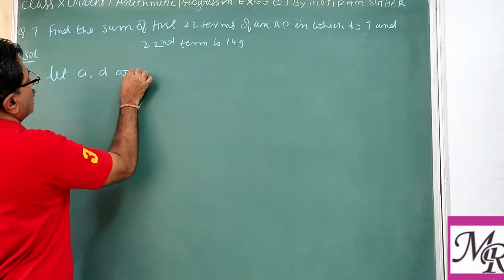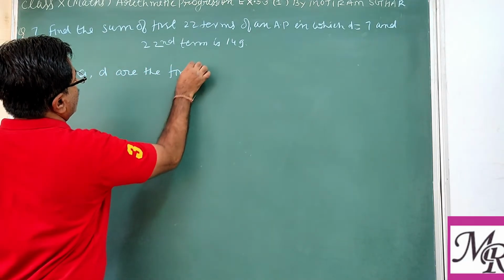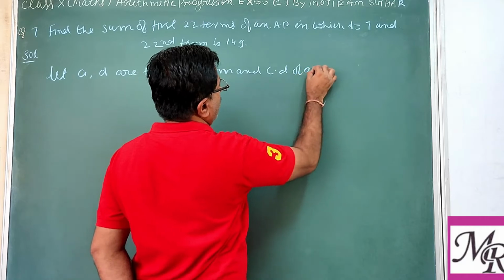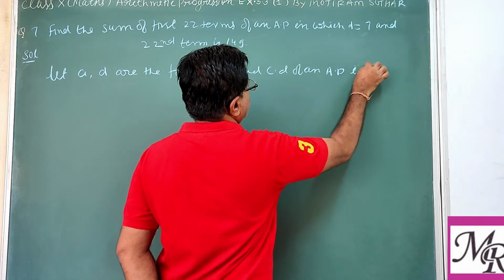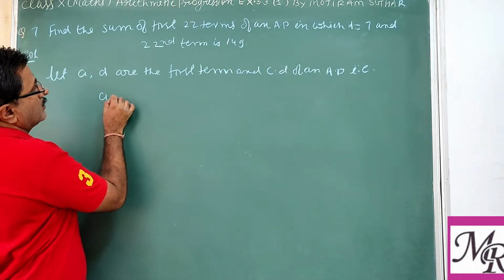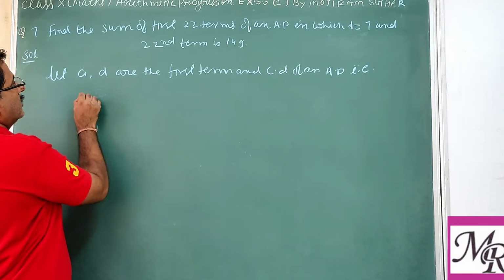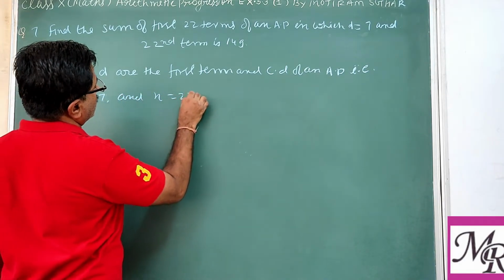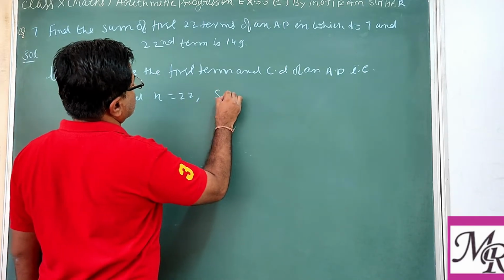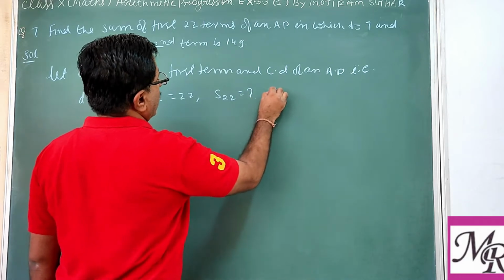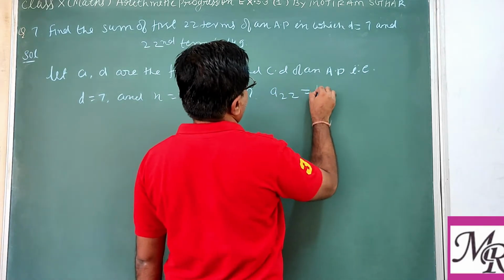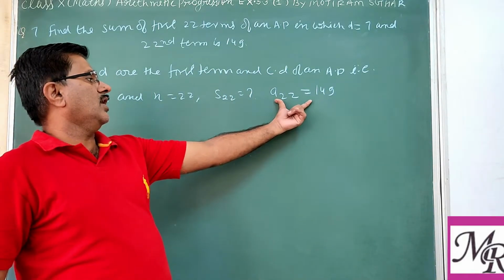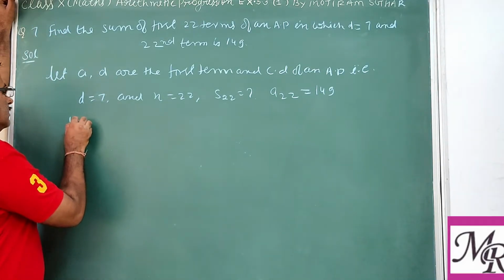So you may write here that a, d are the first term and common difference of an AP. That is, we are given d only here. So d equals 7 and n is 22, and you have to find the sum S22, and also we are given A22. These things are given. So here we can use the formula for Sn.